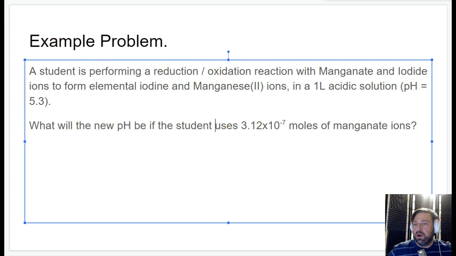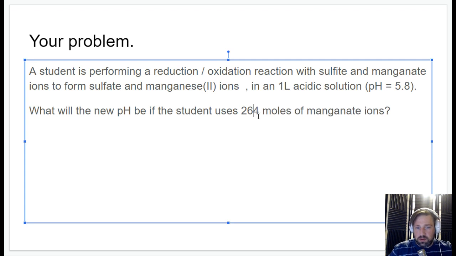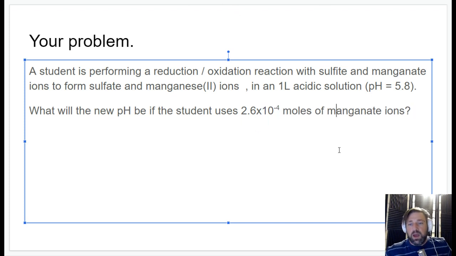That's going to be your thing of this. No, that's not right. 2.6 times 10 to the negative fourth. There we go. All right. This is going to be your guys's problem. Sulfite, manganate ions, sulfate, manganese ions, different pH, different moles of manganate ions. It's going to be very similar though. So just follow along with what I did and you guys should be good.